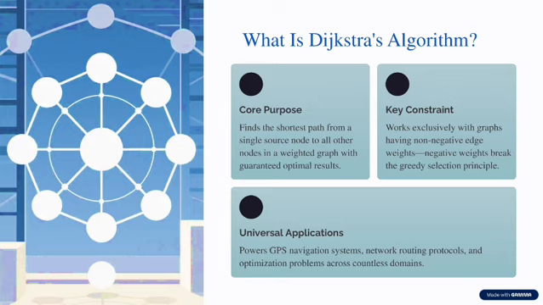Next is network routing, to determine the most effective path for data packets to travel across the internet. It forms the core of routing protocols like Open Shortest Path First and IS-IS. Next is optimization problems. It is used in logistics and transportation to reduce cost, time, or distance. And it is also applied in AI for robot motion planning or game path finding.